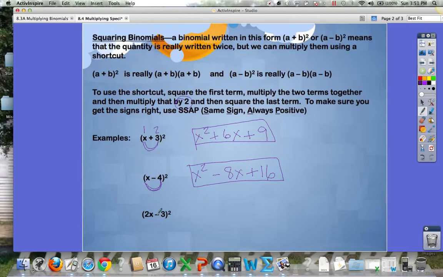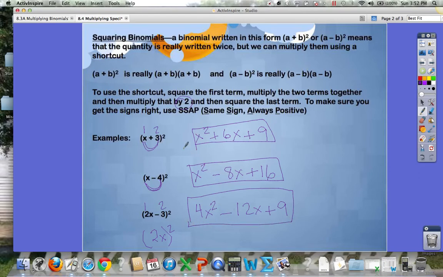All right, so let's do this one. This is your first term, this is your second term. Square the first term, that means everything, so that means (2x) squared. We square everything inside, so that's going to be 4x squared. Then we multiply these two together. 3 times 2 is 6, 6x times the magic number 2 is going to be 12x. So I'm going to put 12x. And then 3 squared is 9. Let's do our signs for SAP: same sign, always positive. And there's our trinomial.